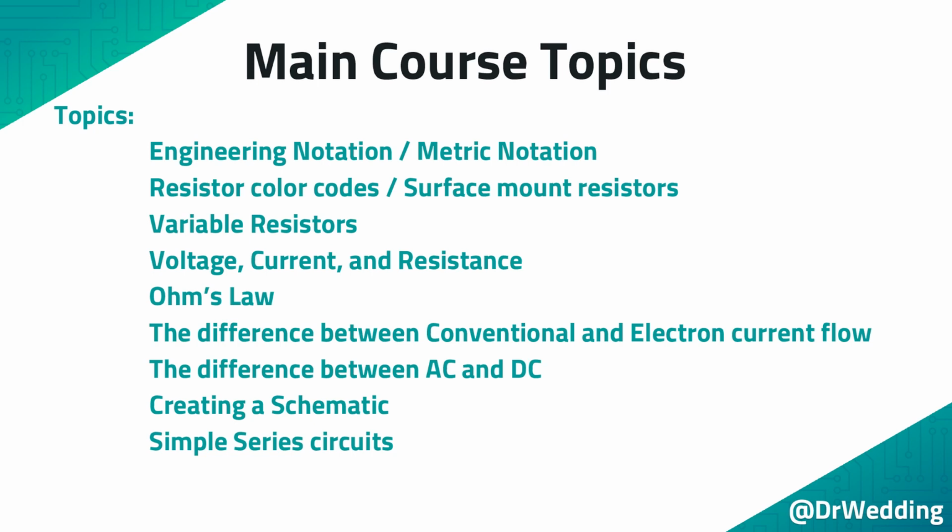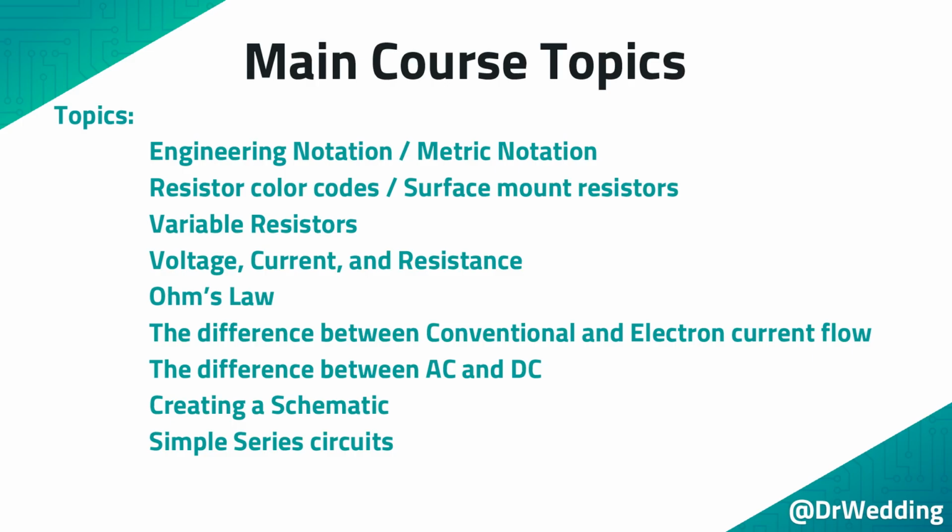The series starts off covering engineering notation and its counterpart metric notation. You will learn how to read the color codes on a resistor and learn to read the numeric code on a surface mount resistor. This will be followed by learning about a few types of variable resistors. Voltage, current, and resistance are explained in easily understood terms. Ohm's law is then used to demonstrate how they are interrelated.